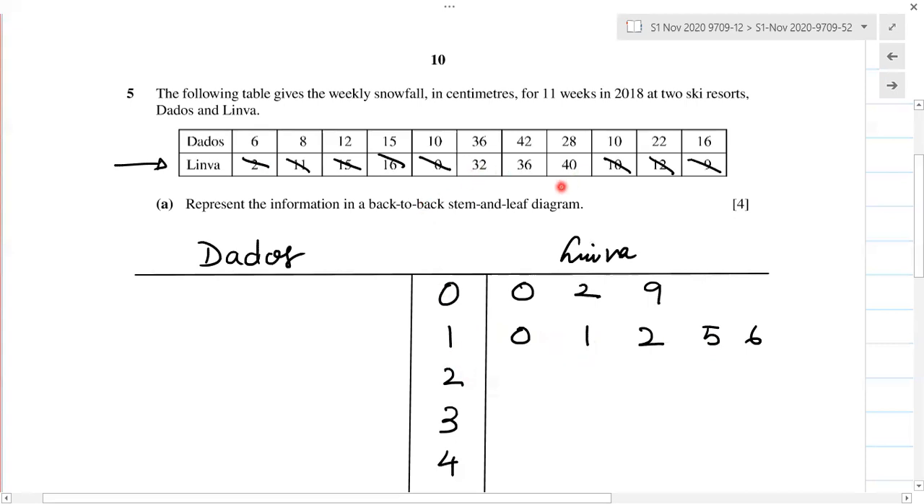In 20s, do we have any? We don't have any in 20s. And in 30s, we have 32 and 36, so 2 and 6. And in 40s, we just have 40. So that's 40.